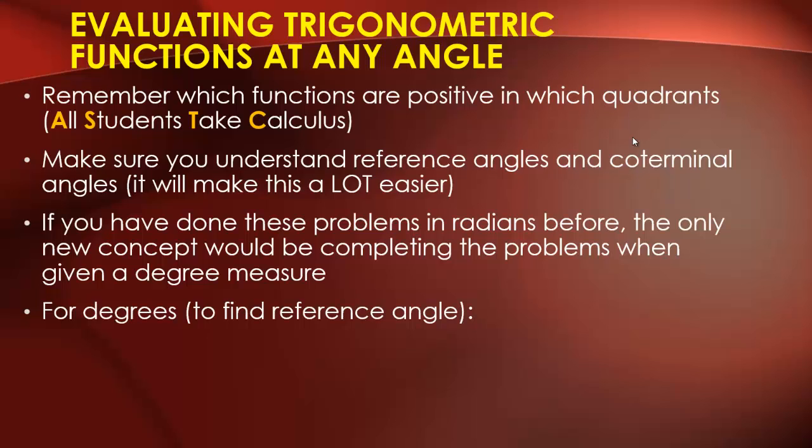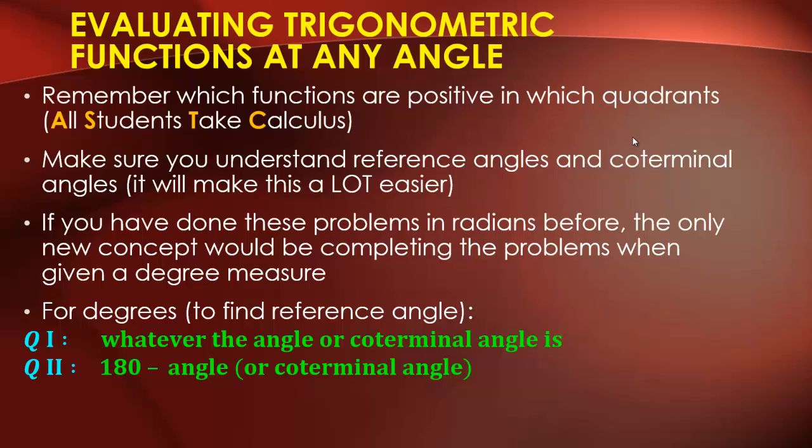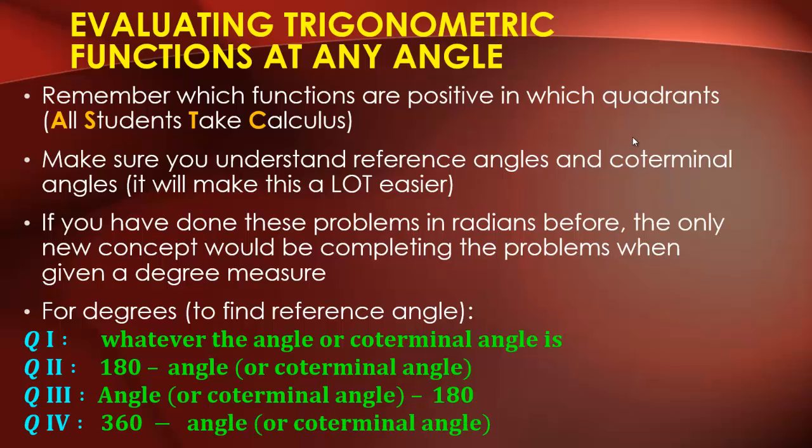Otherwise, it's exactly the same. And just as for degrees, in order to find the reference angle to make your lives easier, I've come up with this. If the angle is in quadrant 1, and you'll be able to determine that given the degree measure, whatever the angle or coterminal angle is, if it ends up in quadrant 1, that's your reference angle. For quadrant 2, it's 180 minus the angle, or coterminal angle. In quadrant 3, it's the angle or the coterminal angle minus 180. And in quadrant 4, it's 360 minus the angle or coterminal angle.